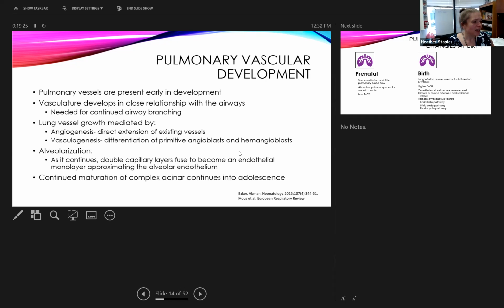And so over time, those vessels actually start to thicken and get a little bit scarred. And then you start seeing increased pressures on echoes. This is a little bit of a complex point of physiology. Don't feel like you need to fully understand this. It's not going to impact your ability to take care of these kids.